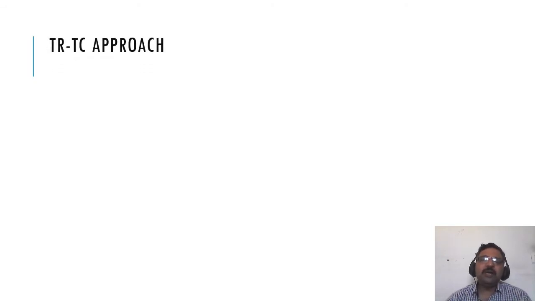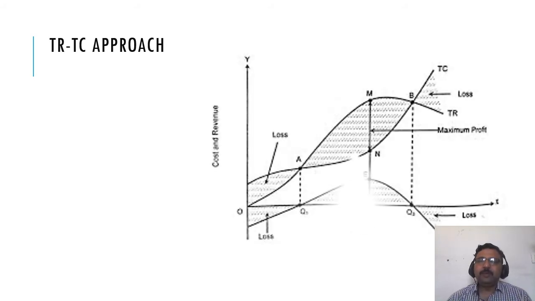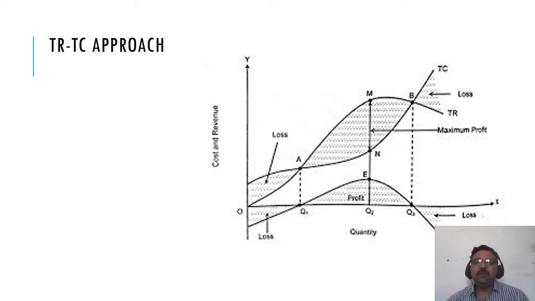Let us first discuss the TRTC approach, that is how a firm can maximize its profit with this approach. You can see the diagram. In the above diagram, on the y-axis cost and revenue are taken, and on the x-axis quantity is taken. All right. So you see, this is the total cost curve. This is the total revenue curve.